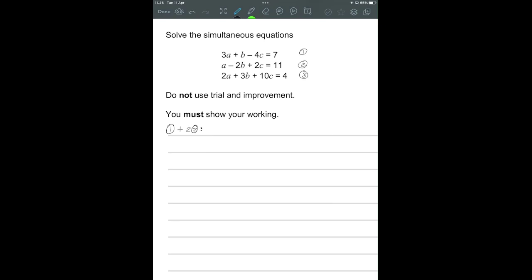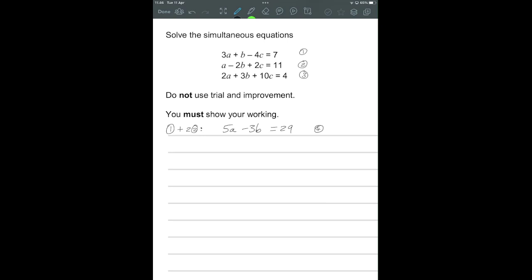Equation 1 plus 2 lots of the second equation, a plus 2 lots of a. We have b plus 2 lots of negative 2b, negative 3b, negative 4c plus 2 lots of 2c cancels out. And then 7 plus 2 lots of 11, 7 plus 22, 29. I'm going to call that equation 4 for later. So you've killed c in one way. Let's kill c using equations 2 and 3.